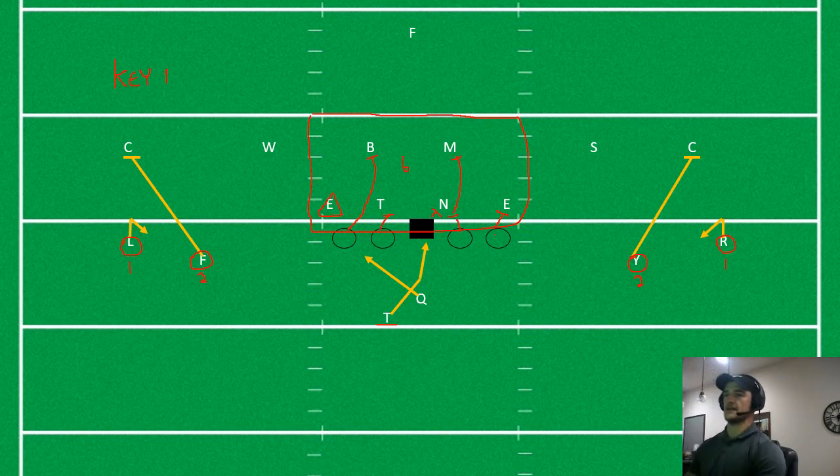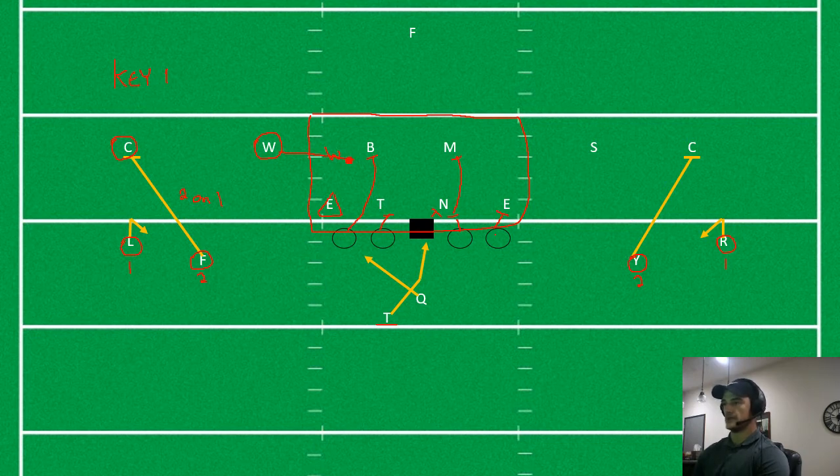If, let's say, the Will backer scoots over in here, and he becomes the 7th man in the box. So if they have 7 guys in the box, we cannot block everyone. So the numbers advantage is actually out here because we have 2 receivers out here. We have the L receiver and the F receiver, 1, 2, versus 1 cornerback. We have a 2 on 1. Well, I want to go where the numbers are.